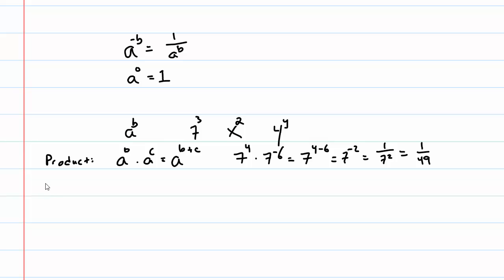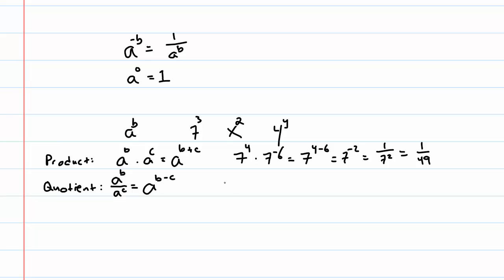Now, let's look at our second rule, the quotient rule. If we have two numbers being divided by different exponents, we need to do the opposite of the product rule, or subtract these exponents. So this should become a to the b minus c.